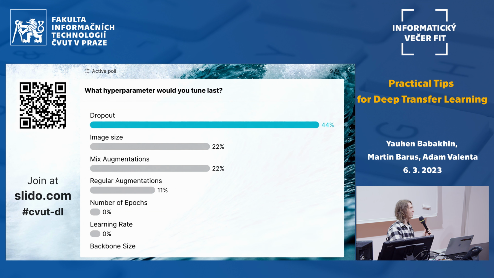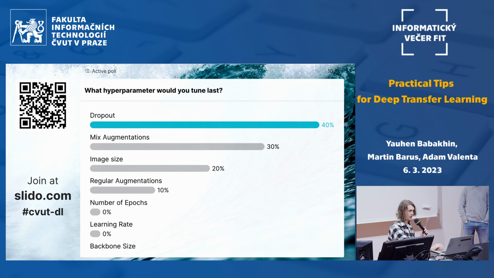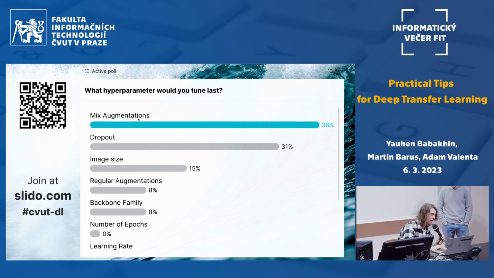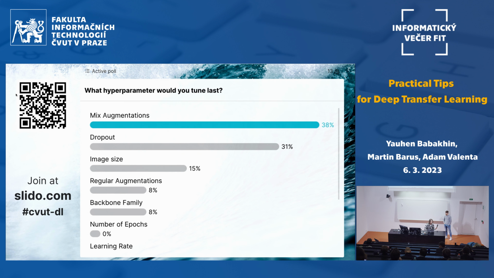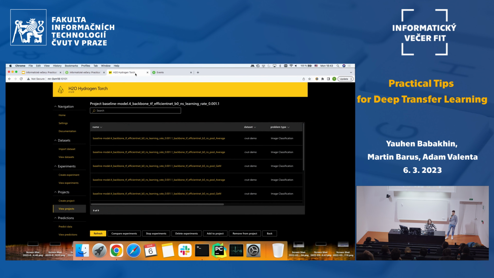Okay, so it seems like dropout is the favorite here. So let's try that and mix augmentations. I guess I can take the best model we have and try out mix augmentations and dropout as well. And maybe we can increase the image size a bit, which is not that popular. Yeah, so usually, let's start some experiments and we'll talk about our last step.